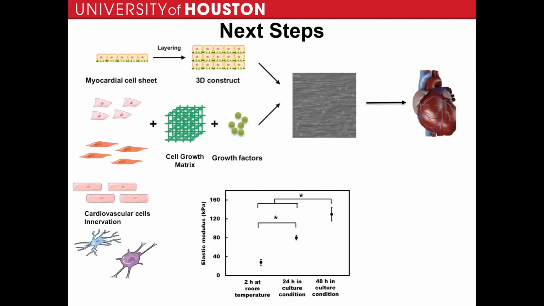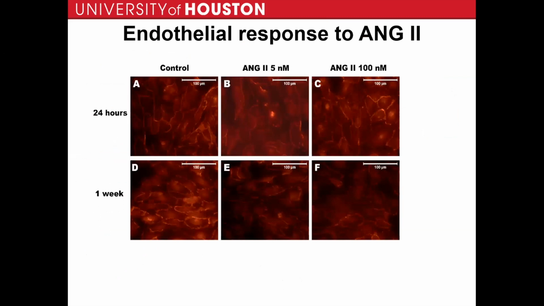Some of our next steps: we focus mostly on cardiomyocytes, but we can appreciate that the heart has multiple cell types, so we're starting to build different cells into our system. We also can appreciate that these cells can sense mechanical properties of their culture substrate, so now we're looking at mechanically tunable materials to improve upon our model. And we've started some initial studies with our chip, building in the endothelial side of this. We look at endothelial response to angiotensin II, and we're specifically interested in gap junction formation.